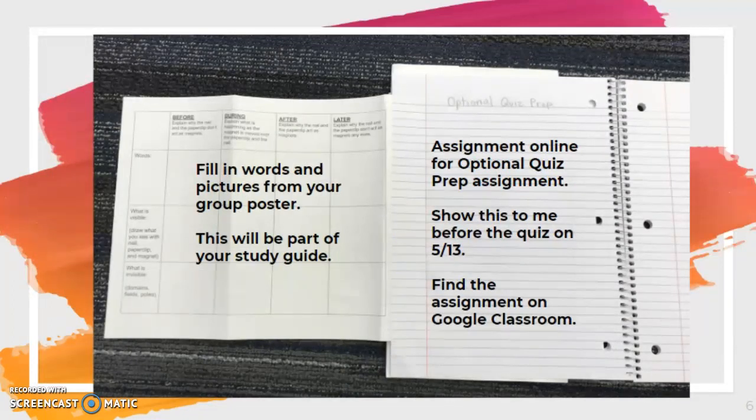You're going to start by filling in, with this page, words and pictures from your group poster. This will become part of your study guide. If you choose to do it, this is where you would write the answers to the online optional quiz preparation assignment. Our quiz is on, I put May 13th. It is not May 13th. It is March 13th. Let's see. Fixed. And then you're going to find that assignment on Google Classroom.